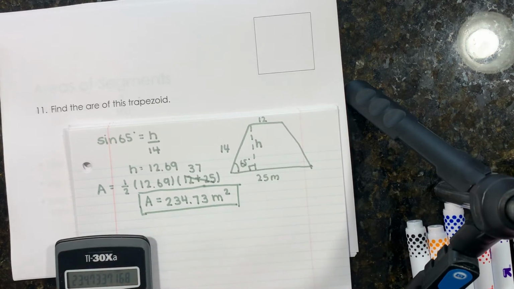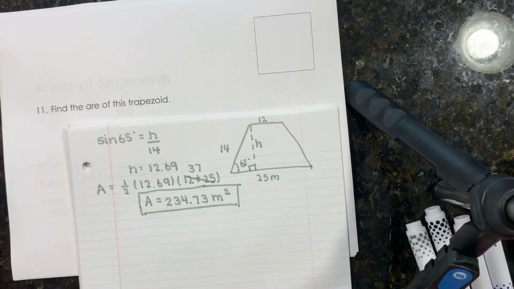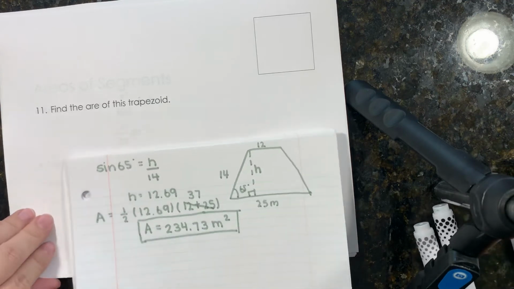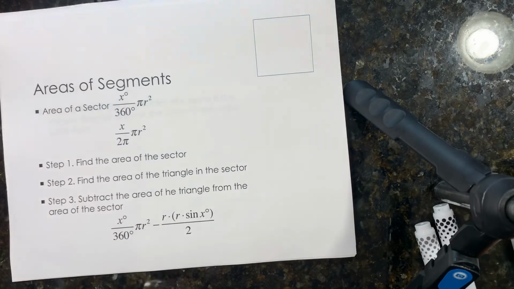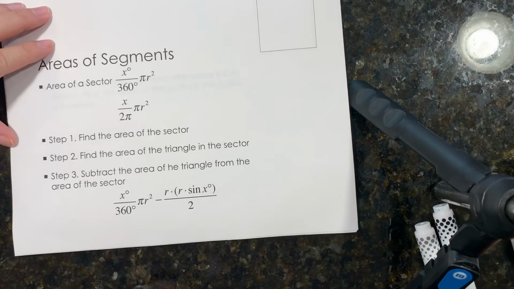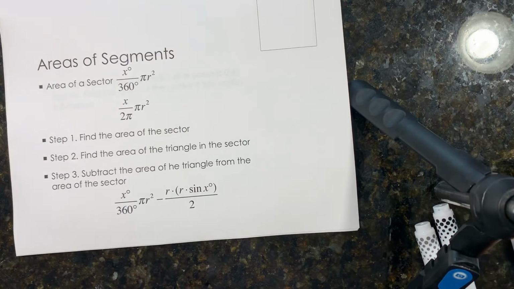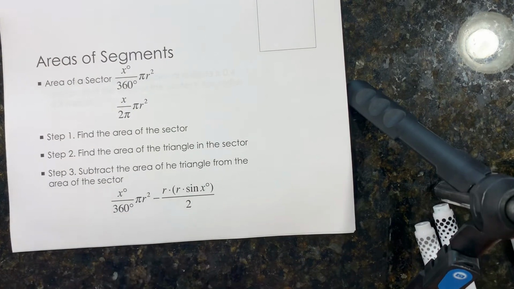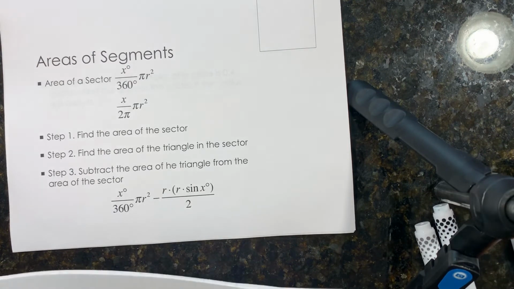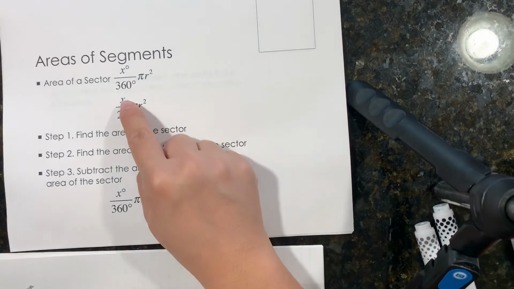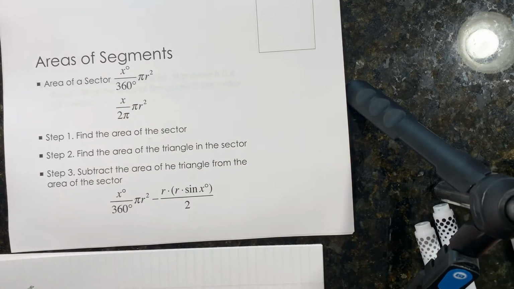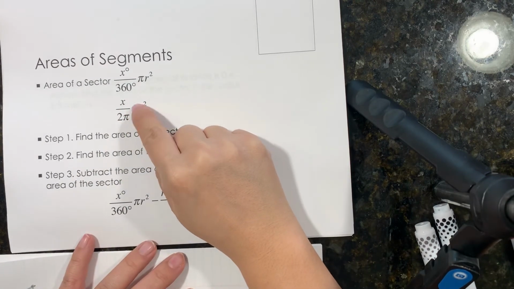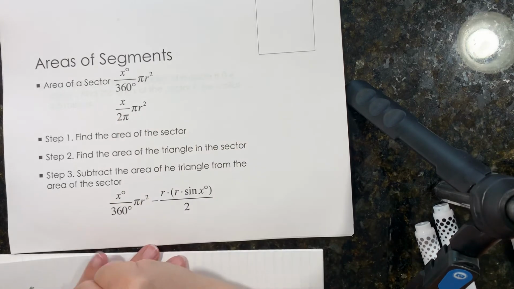Okay, so this is some of the new material that we're going to be going over in this lesson, but now we're going to move on to something called area of a segment. So what you need to know is that there's two ways to find the area of a sector. The area of the sector is either x over 360 times pi r squared, or if it's in radians, you're going to use x over 2 pi times pi r squared. Yes, the pi's would cancel, so really it turns into x over 2 times r squared.